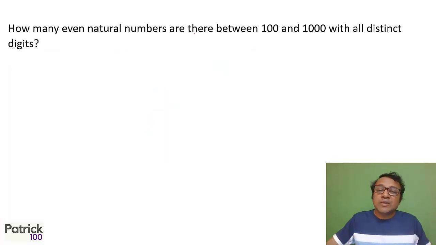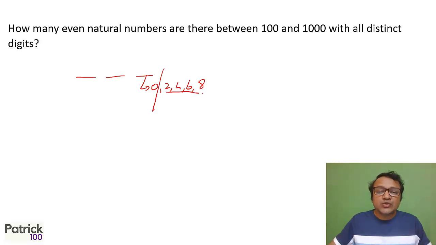How many even natural numbers are there between 100 and 1000? So 3 places. The last place for an even number can be 0, 2, 4, 6 and 8. Let's break it into 2 possibilities. First, if the last digit is 2, 4, 6, 8.